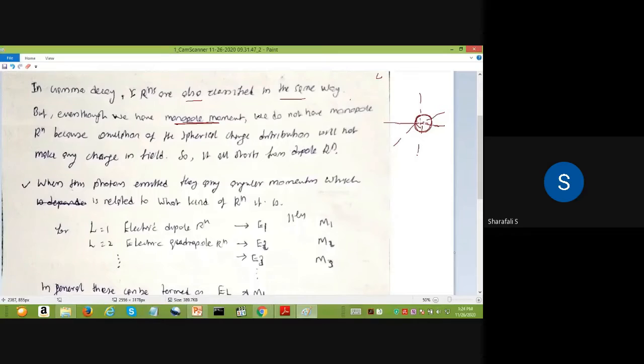While oscillating. Oscillating means it has to move back and forth, but that will not change any of its structure, and it will not produce any electromagnetic radiation. So basically, monopole moments do not produce any electromagnetic radiation because of their spherical charge distribution. So we cannot get electromagnetic radiation from a monopole. So it all starts from dipole radiation, basically.